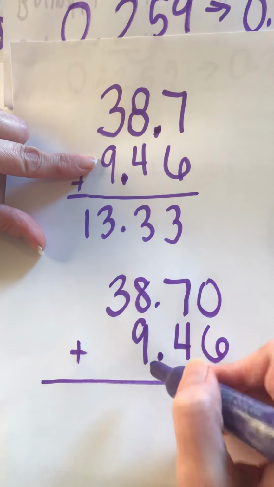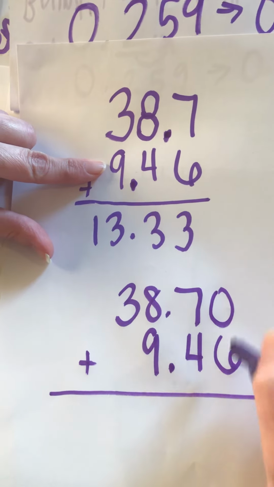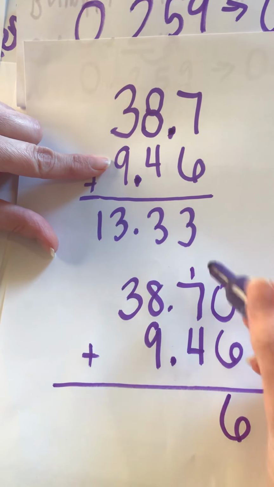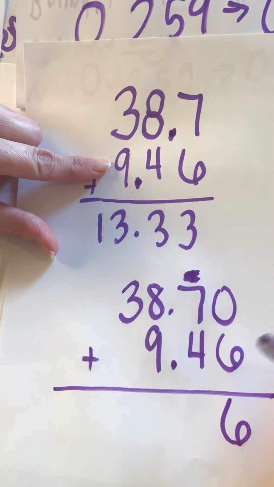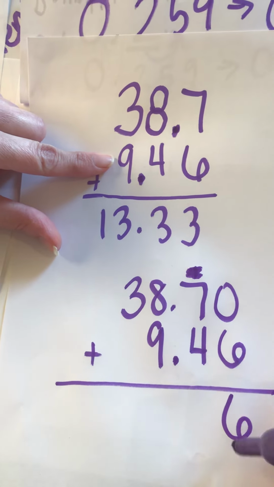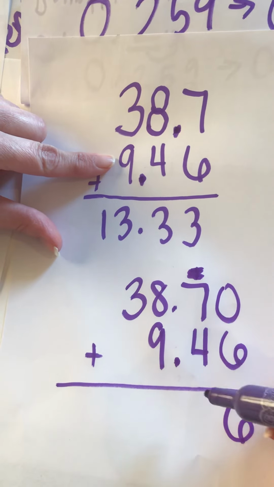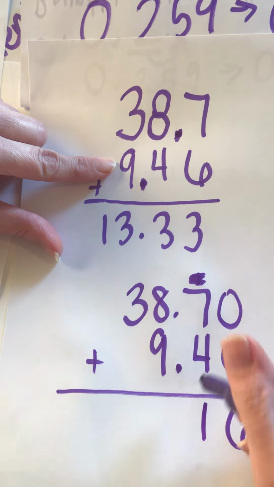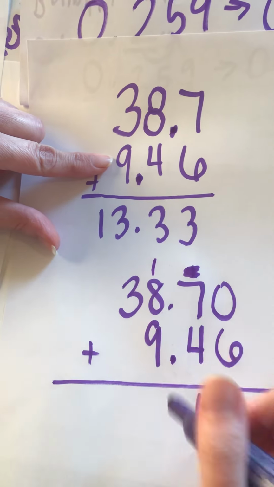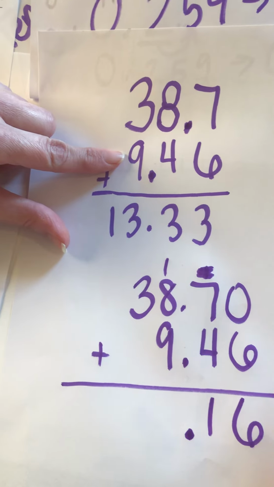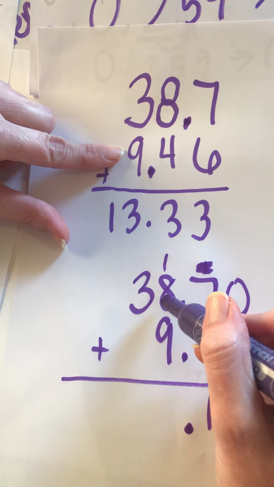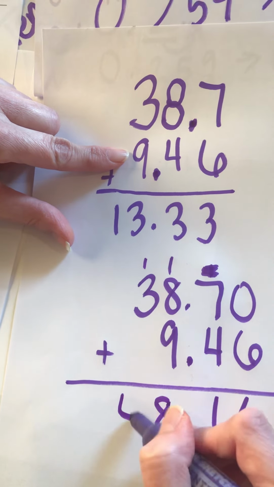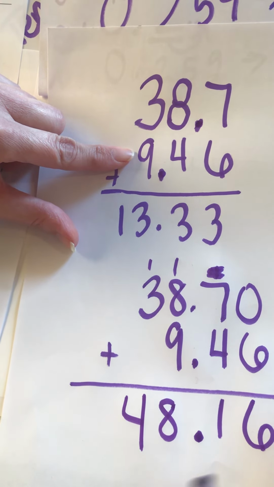So now I've got like place values, I've got everything lined up, so now I can go ahead and add. So that gives me, or I'm not sure why I did that, because we don't have to carry since we've got 6. So now I've got 7 plus 4 is 11, so I'm going to carry my 1. Then I'm going to just go ahead and bring my decimal point straight down. That gives me 17 plus 1 is 18, carry the 1. So now I've got 48 and 16/100.